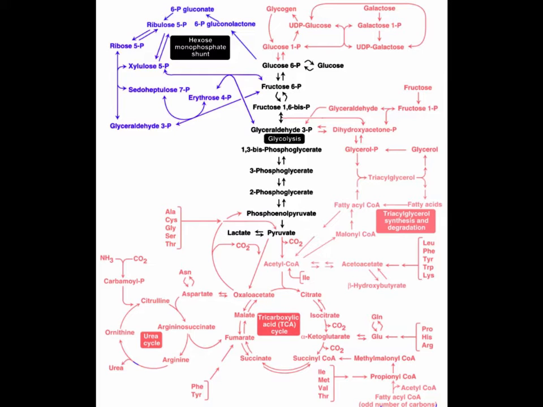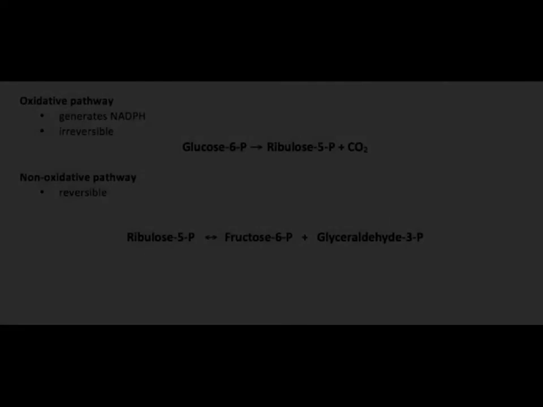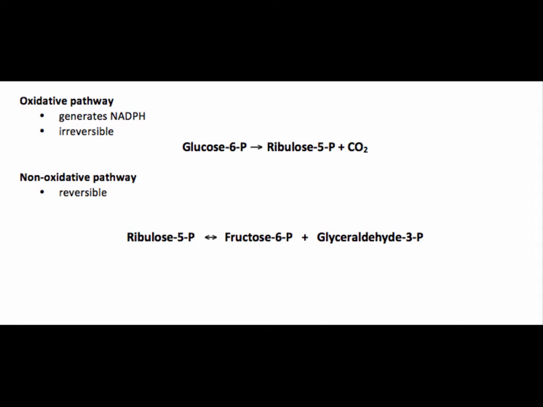In the pathway, 6 carbons of glucose 6-phosphate are converted to a 5-carbon sugar phosphate, and in the process, reducing equivalents are formed in the form of reduced NADPH. Now, the pentose phosphate pathway has both an oxidative and a non-oxidative branch. Let's look first at the oxidative pathway.